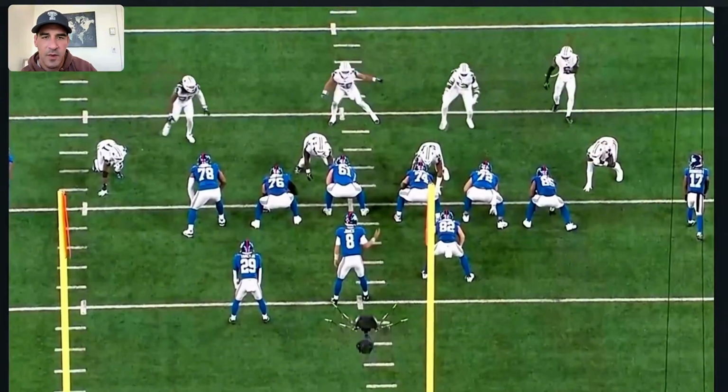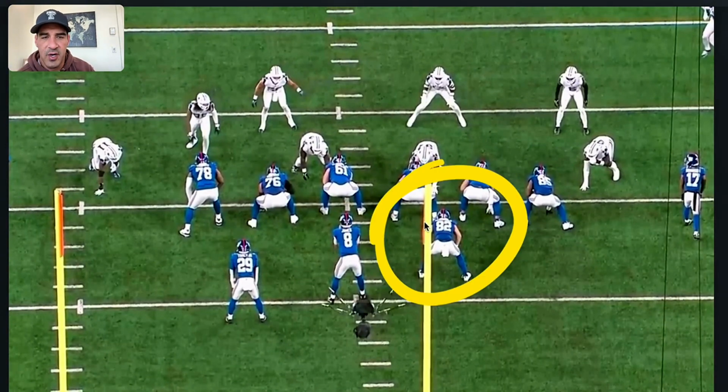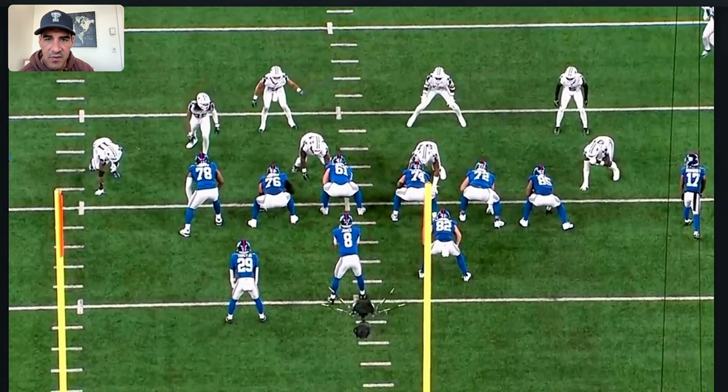Let's take a look. All right. So the two-step read works like this. Our first step is going to be with our initial read, our initial key. In this case, the initial key should be the fullback, number 82 here. He's a tight end, but he's in a fullback position. Anytime we have a fullback in the backfield, we're going to use him as our initial key. The key is the person that we're looking at. The read is what he does that tells us what to do next. So right now we're going to watch 82.